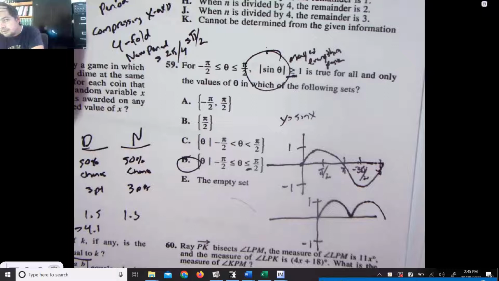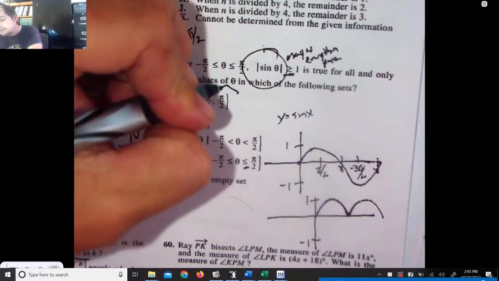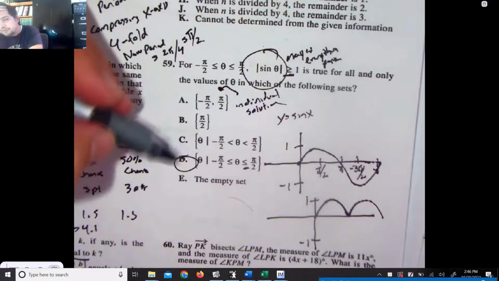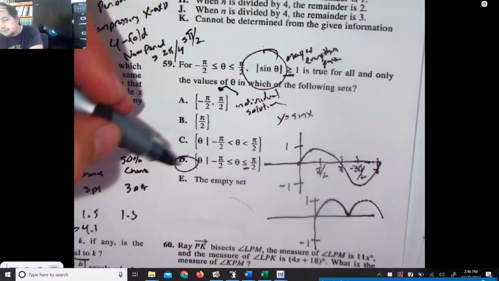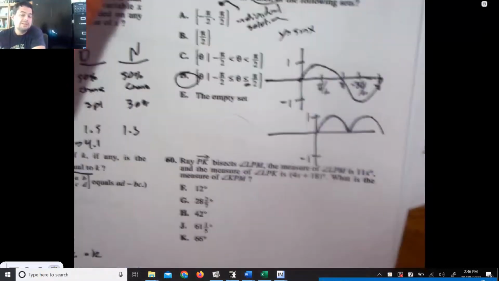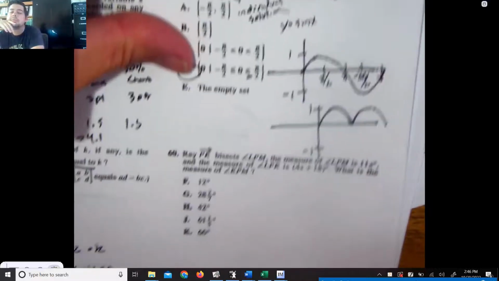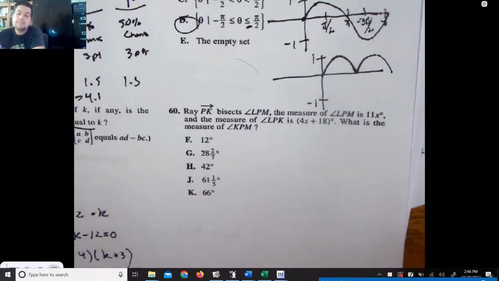So for all values of theta such that theta lies between negative pi over 2 and pi over 2. These are actually individual solutions. This is that set builder notation I've shown you in the past. So choice D, that'd be a tricky question. You'd actually have to have taken a trig class to be able to probably get that. But now you've seen something.